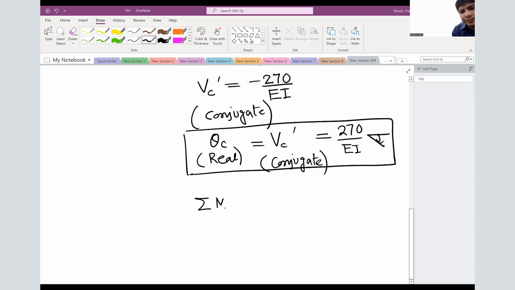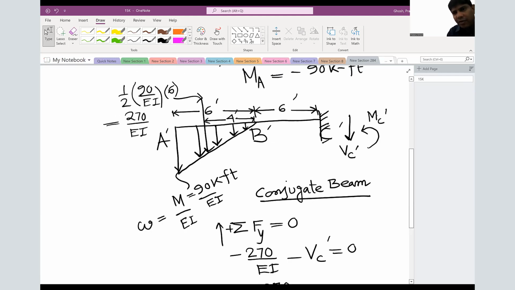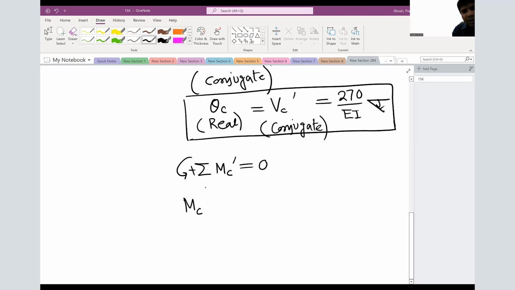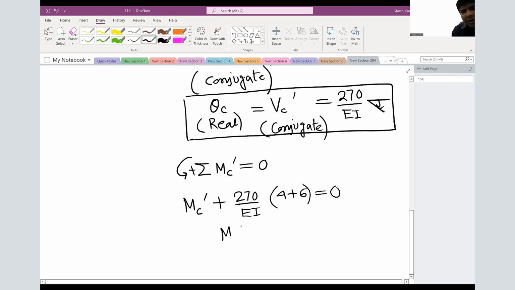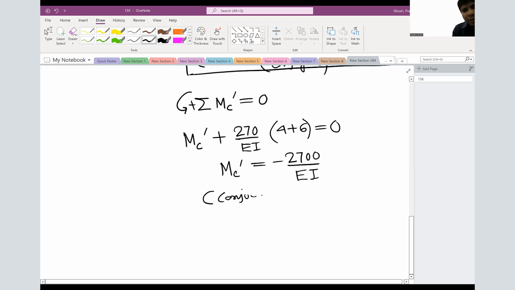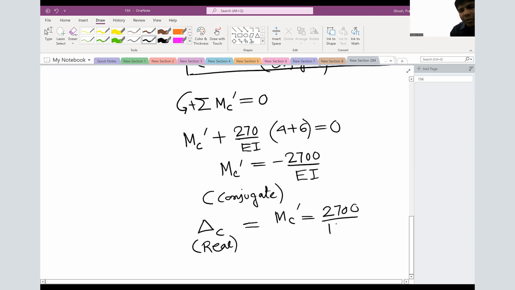Take the moment about C. If you see very carefully, MC is counterclockwise, and this load creates a moment counterclockwise, at 6 plus 4, 10 feet. So MC prime, counterclockwise, 270 over EI times 4 plus 6, 10 feet, equals 0. So MC prime will be negative 2700 over EI. So the moment in the conjugate beam will be equal to the vertical deflection in the real beam, delta C. And we get a negative value. So that means it is acting downward, and we'll show from the deflection diagram one more time how it is acting.